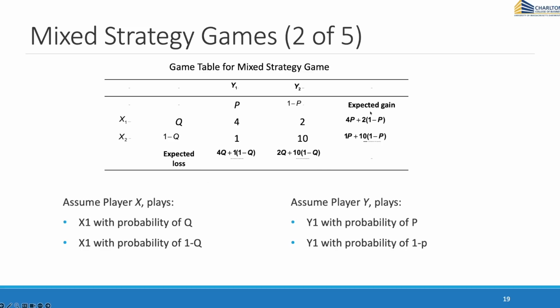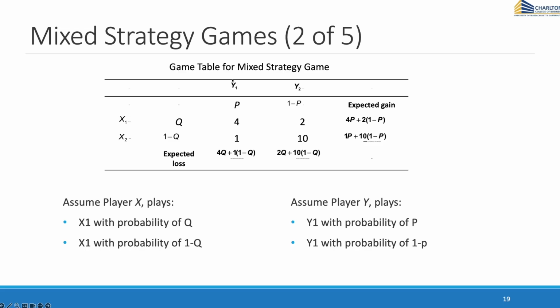So now, the expected gain for player X is 4 times P plus 2 times 1 minus P, because there is a P% chance that player Y chooses Y1 and a 1 minus P% chance that player Y chooses Y2. Similarly, if player X chooses X2, the expected gain would be P probability multiplied by 1 and 10 times 1 minus P. We can also calculate the expected loss for player Y.